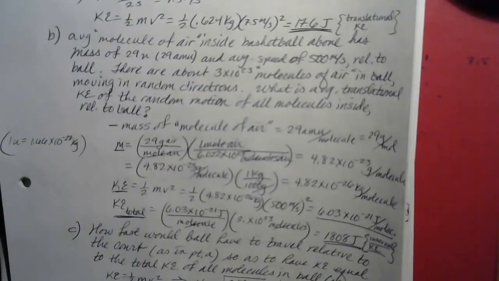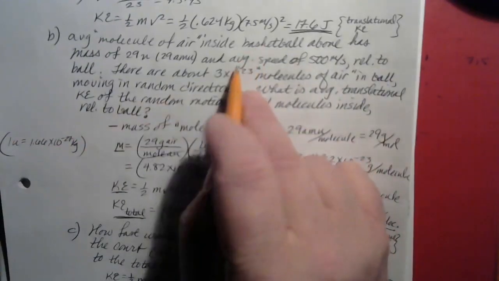So 29 atomic mass units just means that the average molecule that makes up air would contain a combination of 29 protons and neutrons. We don't know how many of each, but we don't really need to. There are just 29 of them altogether. And that's 29 atomic mass units. And there are ways that we can take that number and find out what the mass is in kilograms. And we'll get to that in a minute. But first, let's go on to the rest of the question.